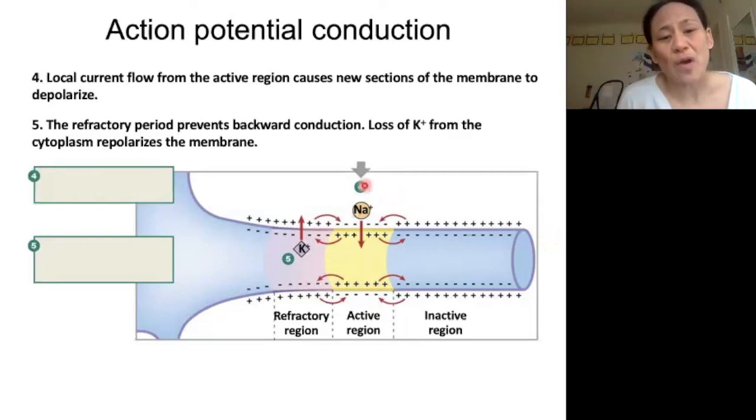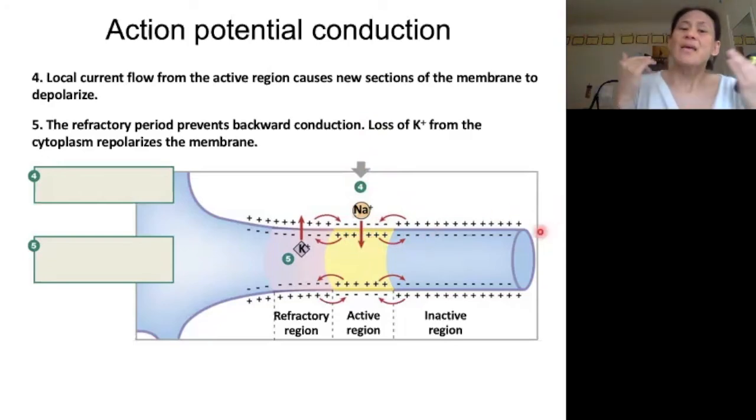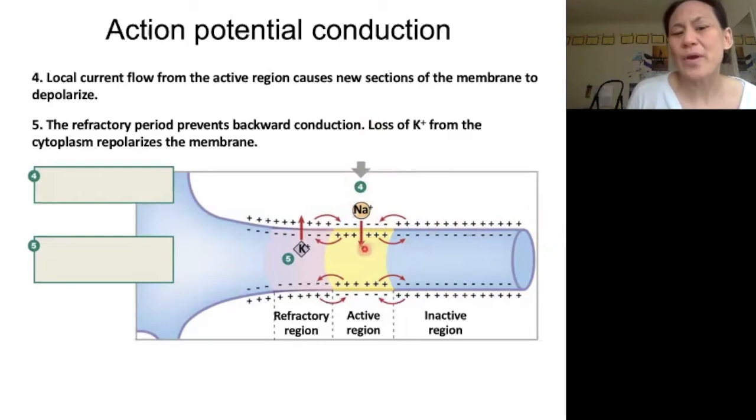Okay, so now I've described how we can get an action potential in one area to trigger action potentials further down the axon, okay? Now let's take a look at what is going on upstream in the area that's closer to the cell body, okay?